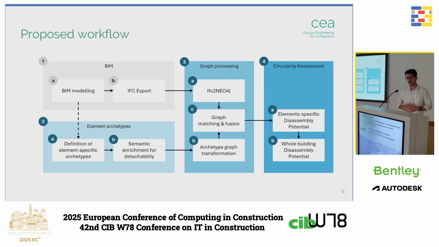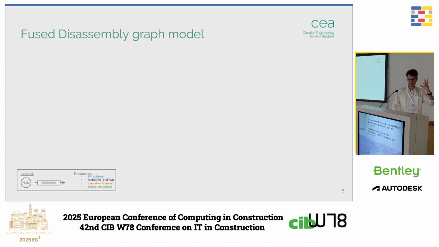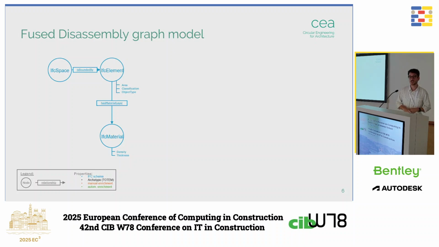And then we can actually calculate disassembly potential on element-specific levels, in the relationships, in the nodes of the components, in the elements, and then aggregate it for the whole building. This fused disassembly graph model looks as follows.